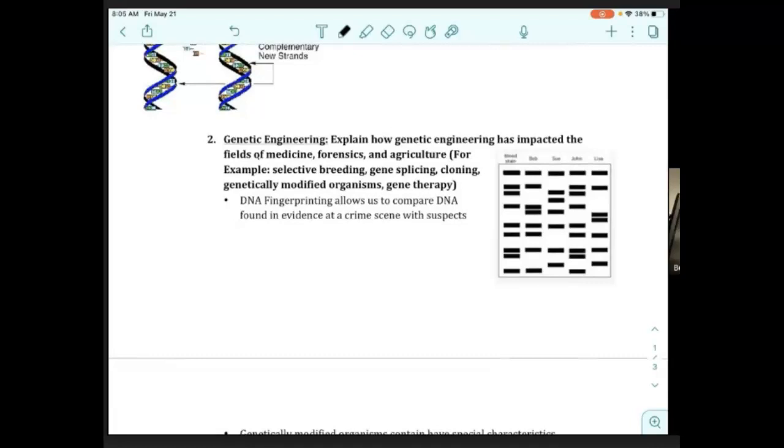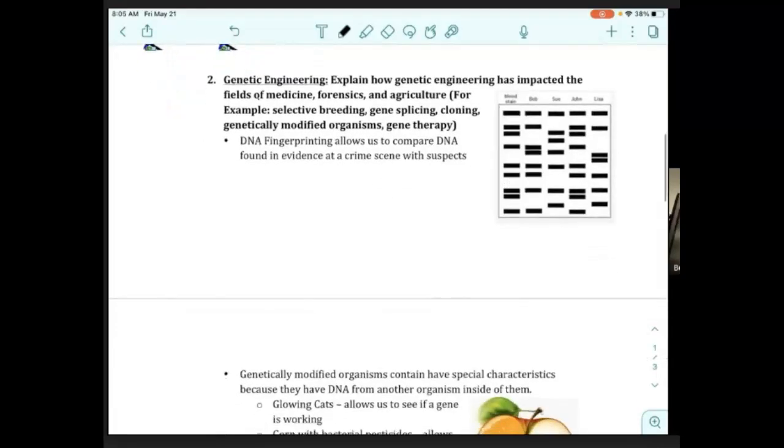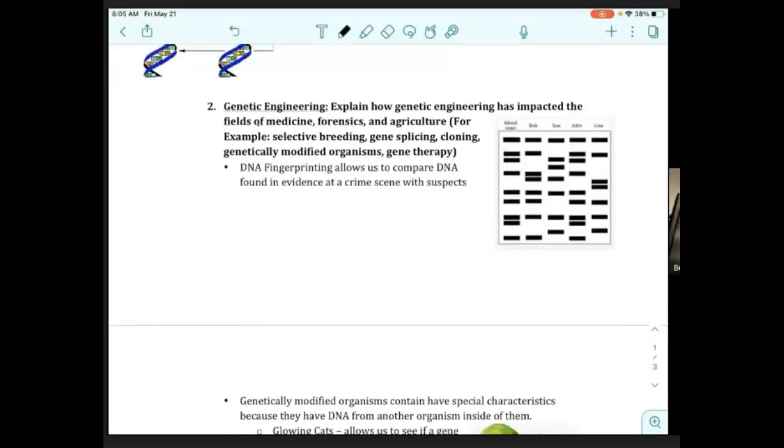All right, let's just continue on. We'll go on to number 2, genetic engineering. We're just gonna knock this one out because it's kind of short. Remember, the anchor for this says, explain how genetic engineering has impacted the fields of medicine, forensics, and agriculture. For example, selective breeding, gene splicing, cloning, genetically modified organisms, and gene therapies.